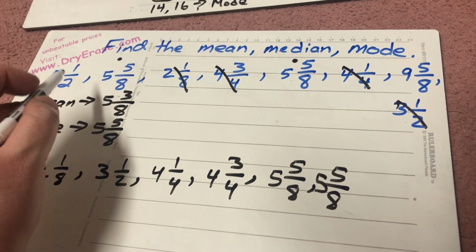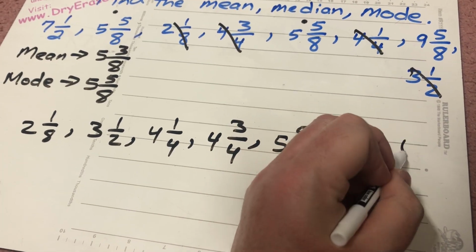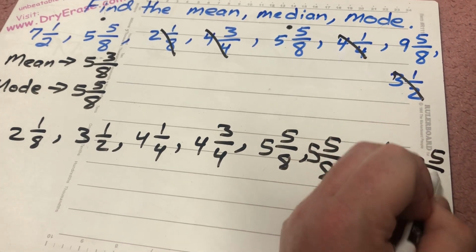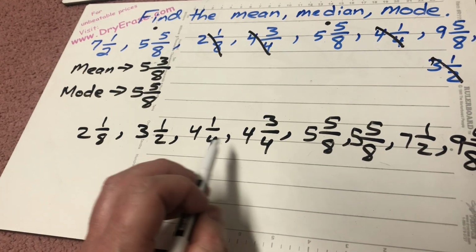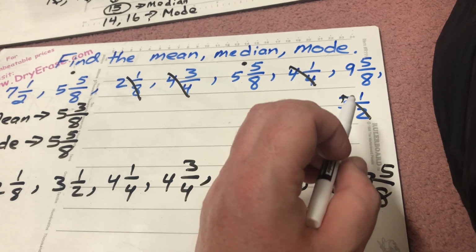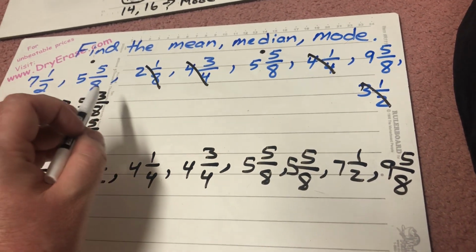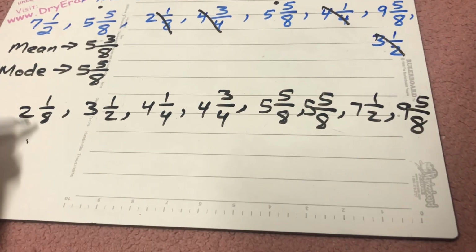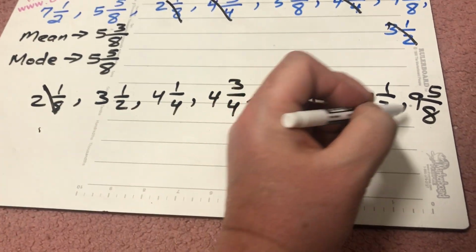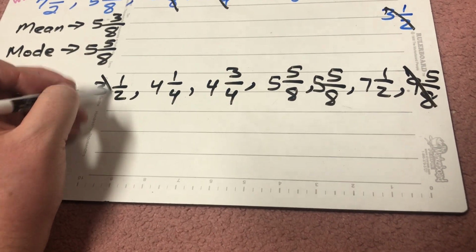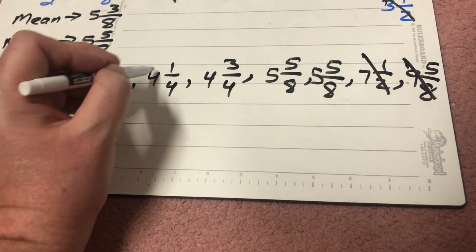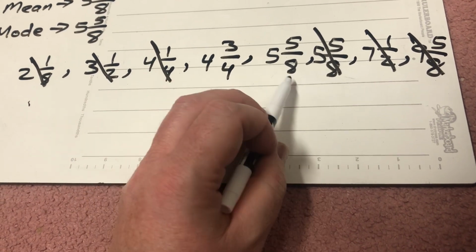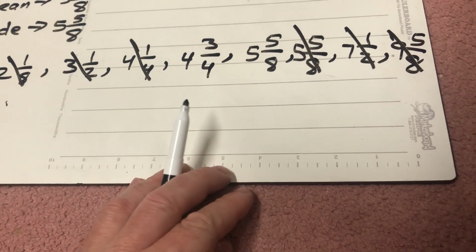And then it goes to 7 1/2. And then the last one, 9 and 5/8. I like to make sure there are 8 numbers on my list: 1, 2, 3, 4, 5, 6, 7, 8. So remember, the median is the middle number. I'm going to cross off the smallest and the largest, the second smallest and second largest, the third smallest and third largest. I've got 2 middle numbers, so I'm going to have to find the mean of them.